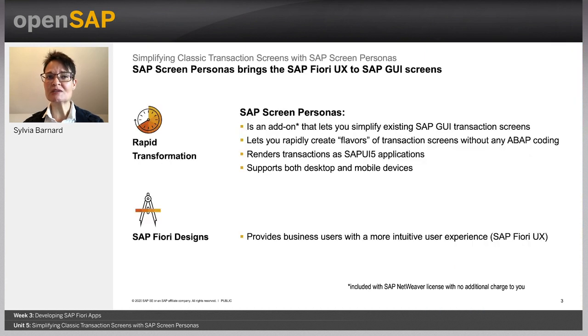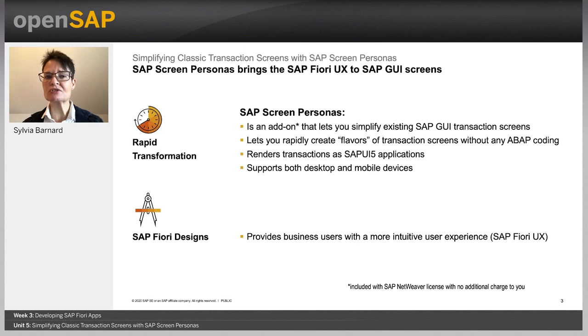There are 3 key points that you should know about SAP Screen Personas. The first is rapid transformation, the second is SAP Fiori design, and the third is enterprise scale, which you will see on the next slide. To the first key point, rapid transformation. SAP Screen Personas is an add-on that is included in your NetWeaver license, and it lets you simplify quite easily your existing SAP GUI transaction screens.